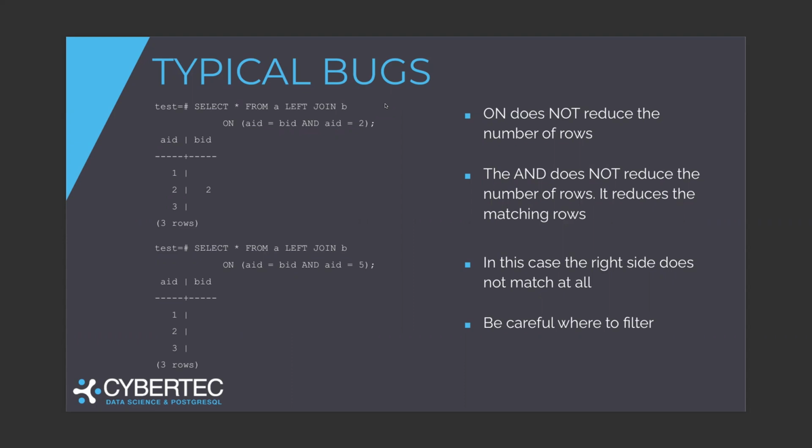That's super important. So if you've got an ON clause containing an AND condition and something that looks like a filter, which is AID equals 5 or so, think about it twice, because it might be a bug and you might not get the answer you expect. I've seen that hundreds of times, literally.